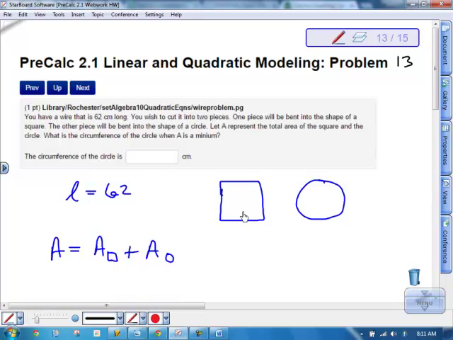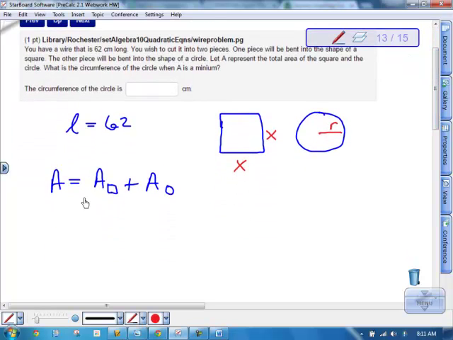Okay, well first I'm going to have to define some things. I'm going to call the side length of the square x. I'm going to call the radius of the circle r. That way I have some variables that I can use. So the area, the function we want to minimize, is going to be the area of the square, which is x squared, plus the area of the circle, which is pi r squared. Since I only have 62 centimeters, another equation would be 62 equals the perimeter of the square, which would be 4x, plus the perimeter of the circle, which would be 2 pi r.